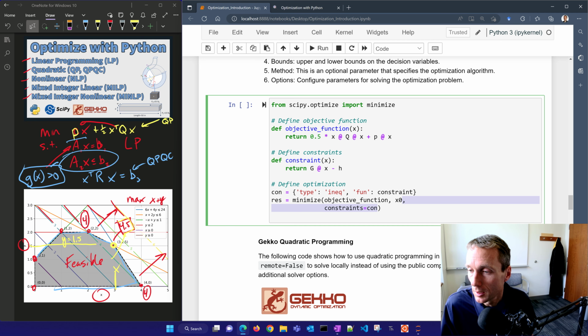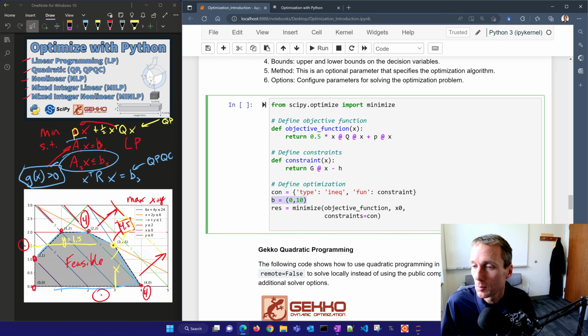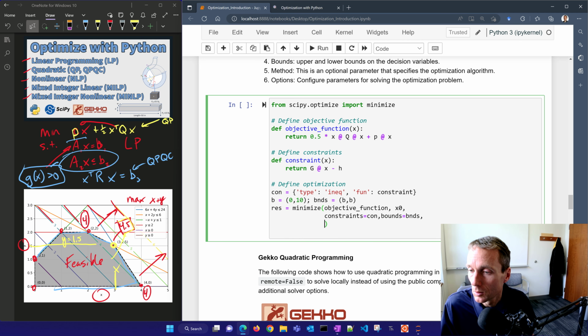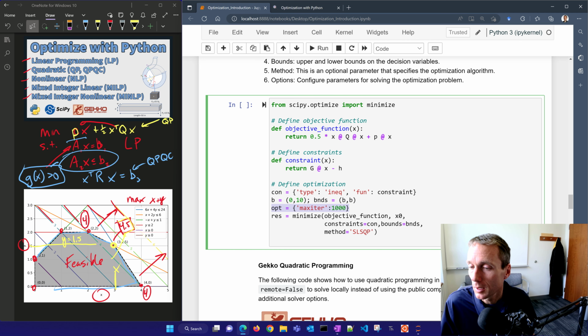Okay, there's our constraint. And let's go ahead and put in some bounds as well. We want to go between 0 and 10 for our bounds, and I'll add that as an argument. And then let's also put in a method, the successive linear, this is a SQP, sequential quadratic programming problem, with this algorithm SLSQP. Okay, I'll also put in maximum iterations of 1,000. I don't think we'll need it here, but you can always change the number of iterations.